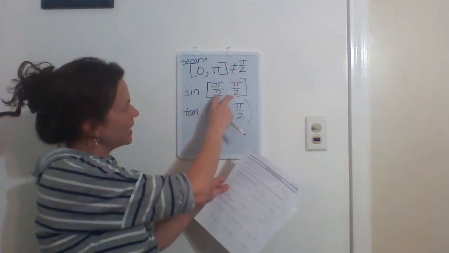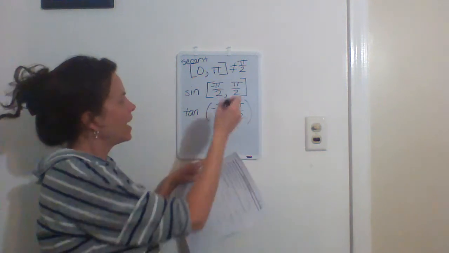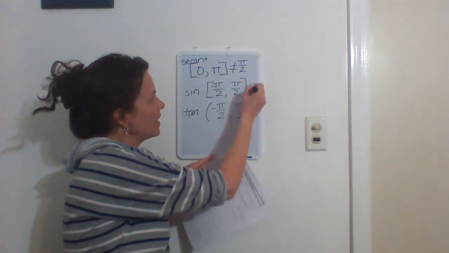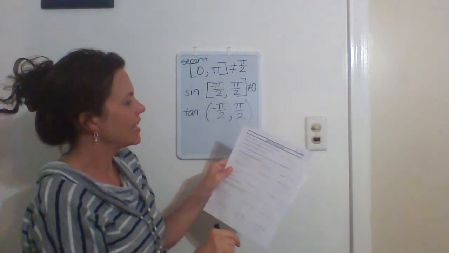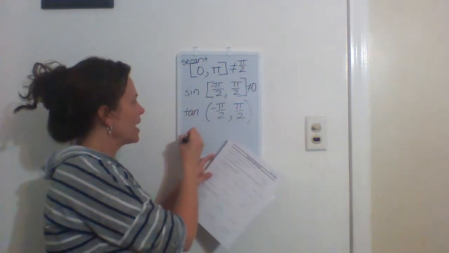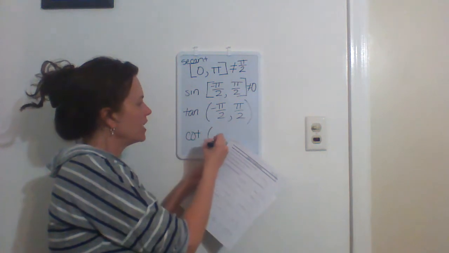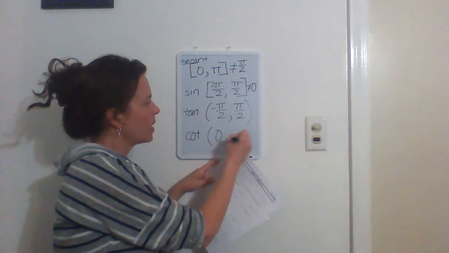Sine, I get the same thing, except that I'm not going to have it at 0, because at 0 my secant is undefined. Cotangent, though, that changes. Cotangent, I'm now going to go from 0 to pi.